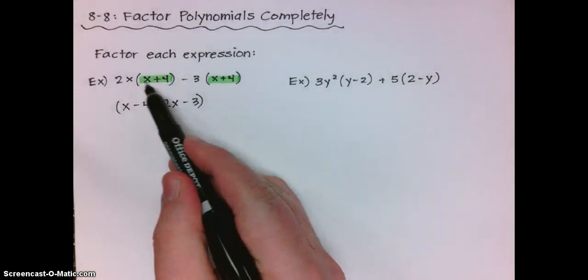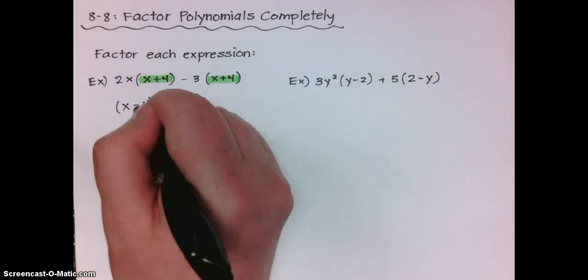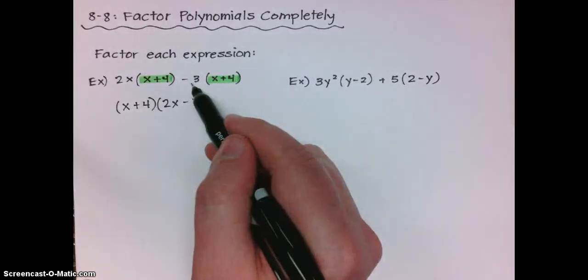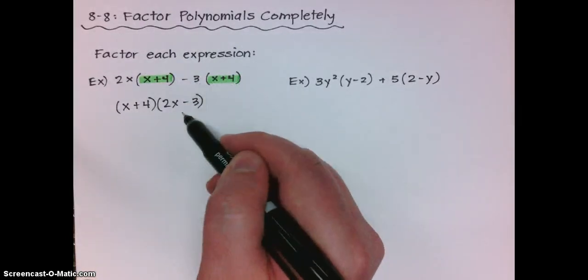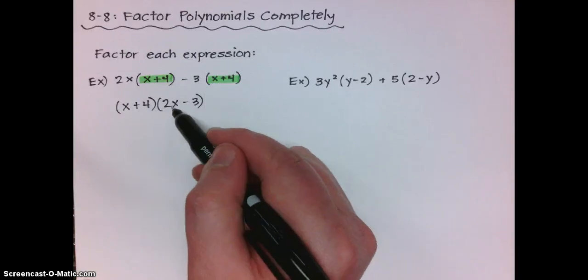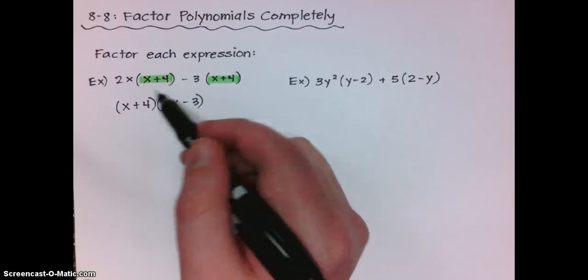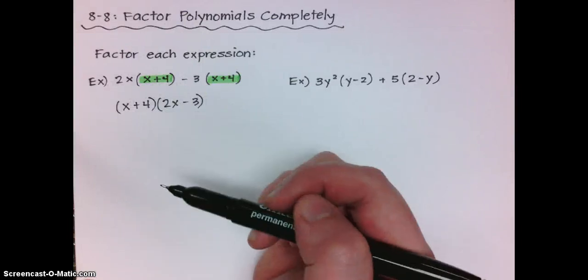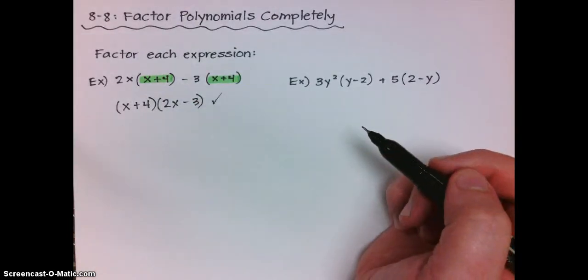Because 2x is already being multiplied by x times x minus 4. I'm sorry, this should be an x plus 4. And the negative 3 is being multiplied by x plus 4 as well. So if I do the distributive property, the 2x will multiply against both of those, and the negative 3 will multiply to both of those as well. So I am done. That is my answer. I have fully factored that expression.